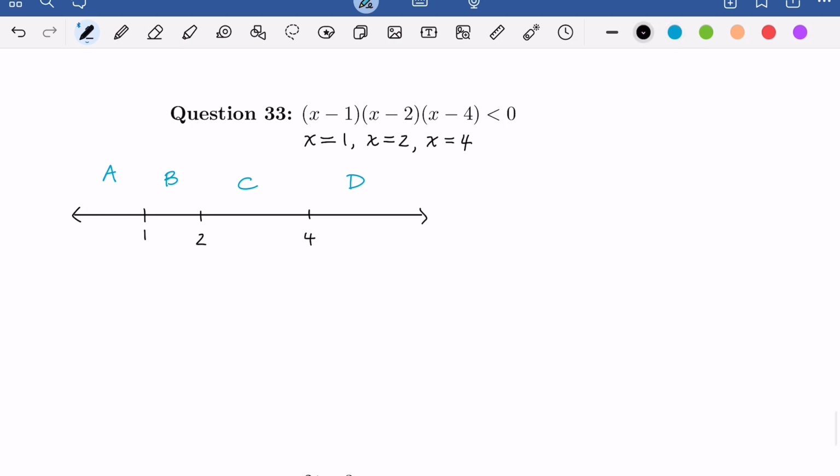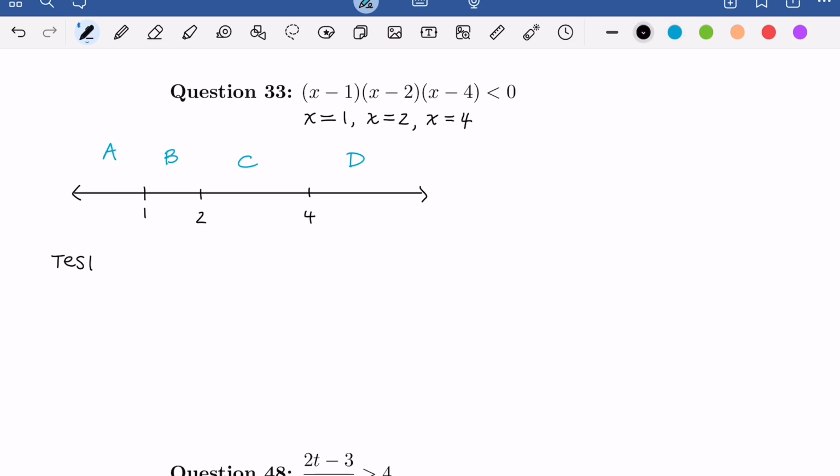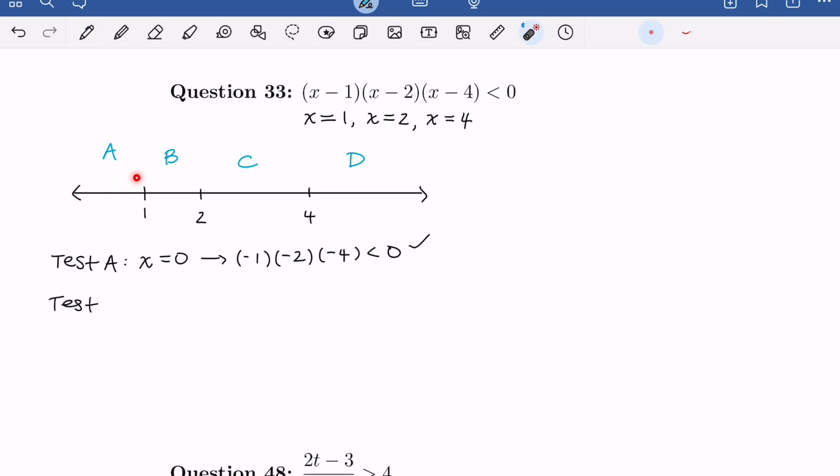Now we're just going to do the same thing that we did for the first example. We're just going to pick test numbers in these intervals and figure out what the sign of these guys are going to be. So for the first interval, I'm going to pick something there. I'm going to let x be equal to 0. So plugging that into this guy here, if x is equal to 0, we're going to have -1 times -2 times -4, which is going to be a negative number, and that will be less than 0. So that means all of the numbers in this interval here are then going to satisfy this guy, because we're always going to end up with the product of 3 negatives.